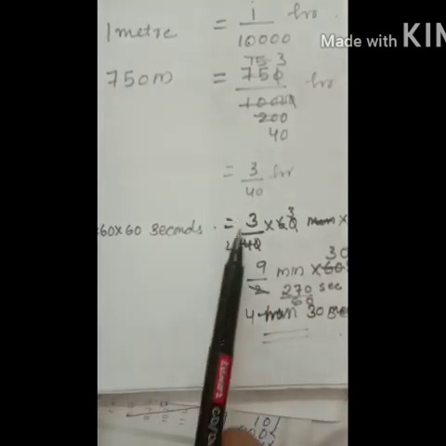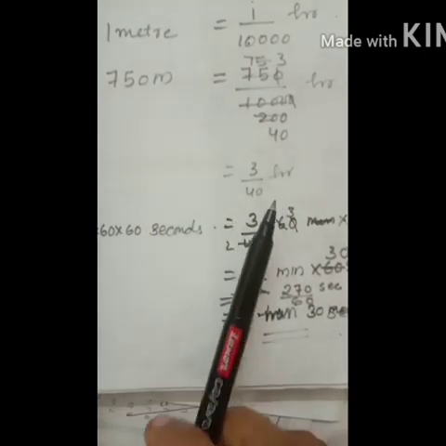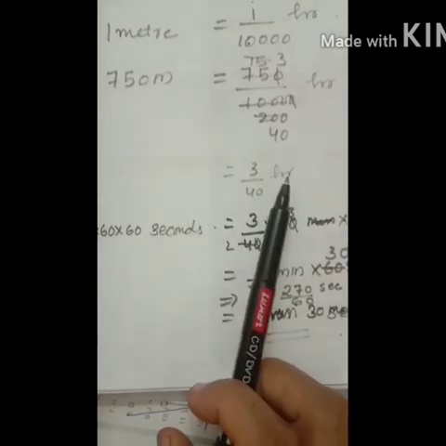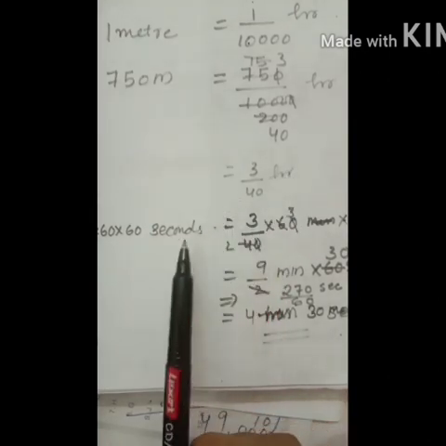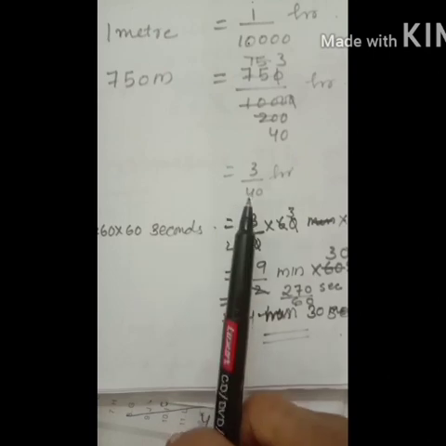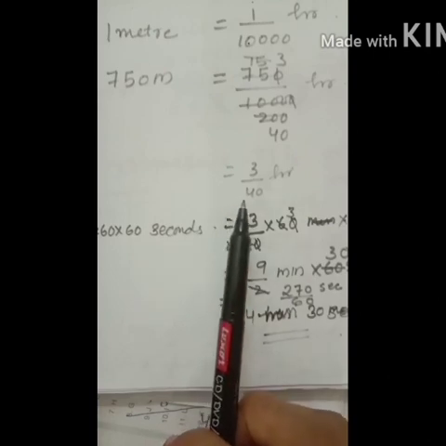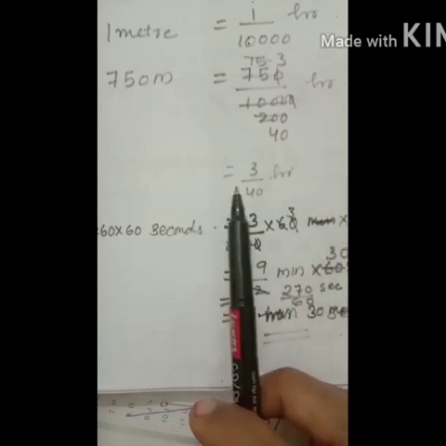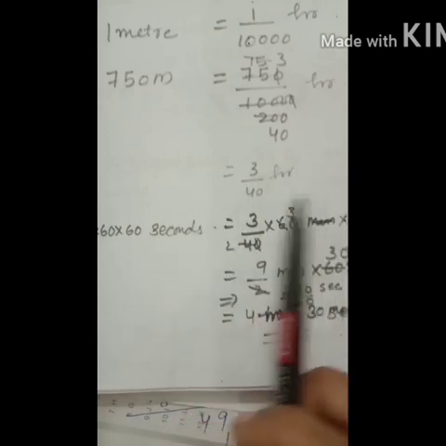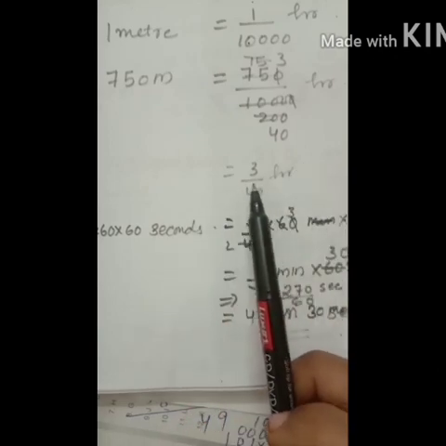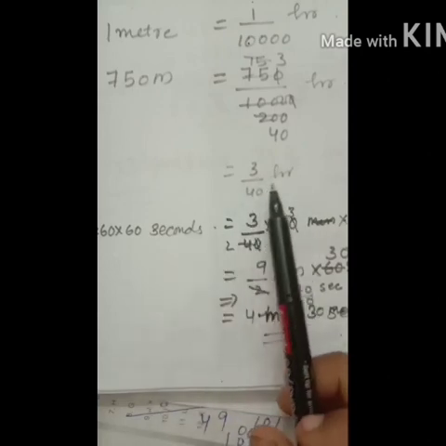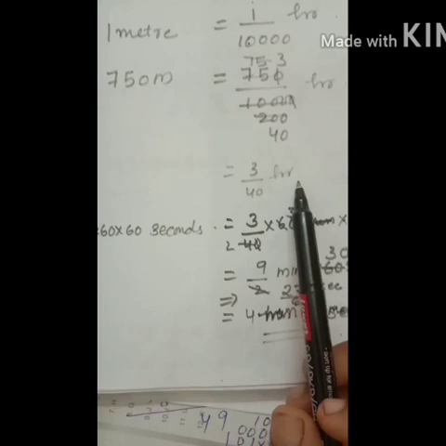Okay. Here to change this one, 3 by 40 hour. You want it in seconds, because you need a statement answer. That means 3 minutes 40 seconds, or 4 minutes 5 seconds, like that answer you want. Okay, this is in fraction mode. If you want an answer like that, you have to convert this hour to seconds.